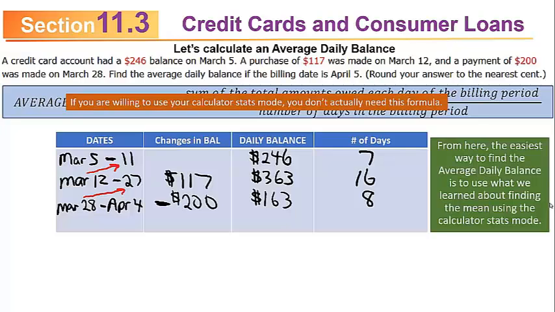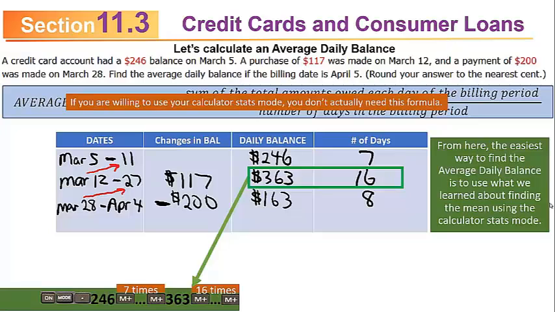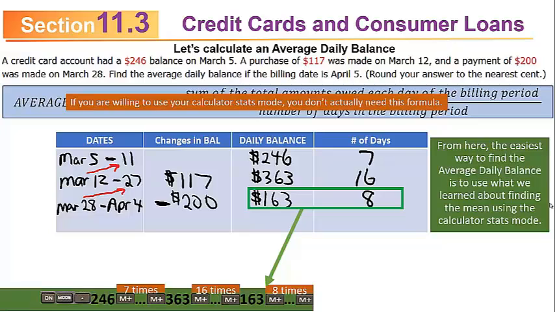And from here, the easiest way to find the average daily balance is to use what we learned about finding the means using the calculator stats mode. So all you need to do is clear out any old data on the calculator, press mode period to put it into stats mode, and then enter the daily balance, however many days it was valid. So the $246 goes in 7 times because it was valid for 7 days. And then you move to the next one. The 363 was valid for 16 days, so you type 363 in and hit M plus 16 times. And finally, $163 was valid for 8 days, so you type in 163 and you press M plus 8 times.